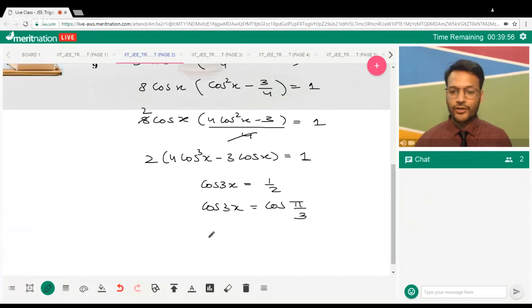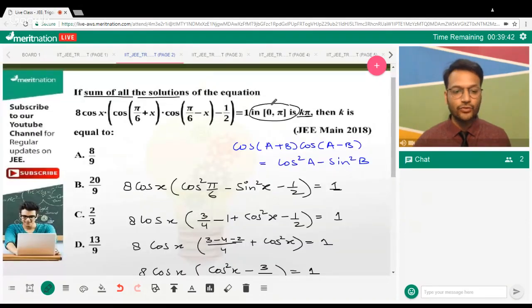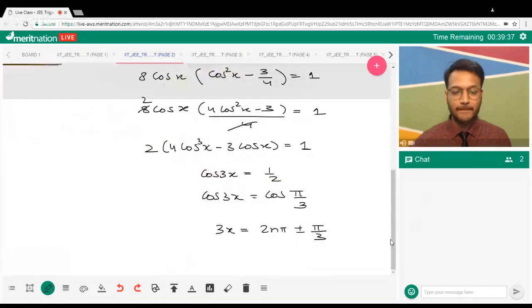Right. Now what we know is we'll apply the general solution. So we know that this is basically 2n pi plus minus pi by 3. And then we just need to split it and figure out what all values of x lie in the domain. What was the domain given? 0 to pi. So just think about the values which lie between 0 and pi.